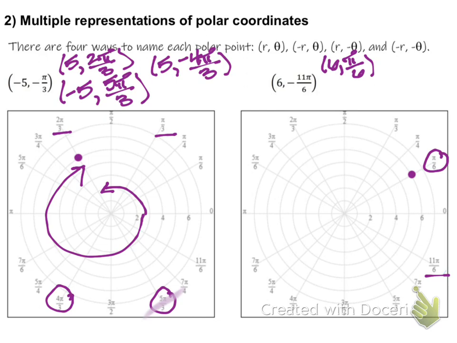So I've got both of mine where r is positive. Now I'm going to have to find where r is negative. If r is negative, I need to be looking at this angle over here, right? So I could do negative 6, positive 7 pi over 6. Or I could figure out what 7 pi over 6 would be as a negative angle, right? And that would be negative 5 pi over 6. So negative 6, negative 5 pi over 6. All right, I hope that helps.